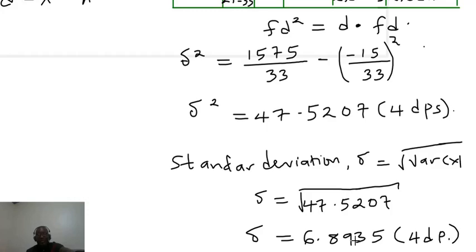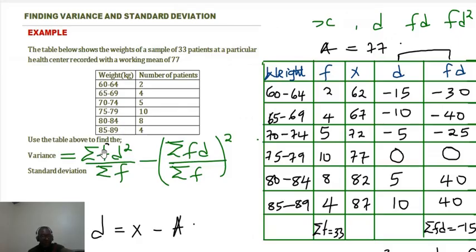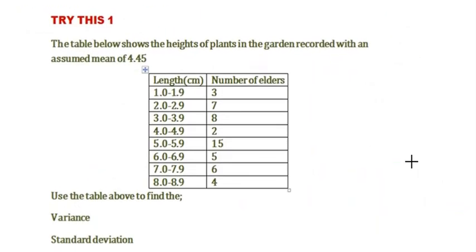So my dear viewer, we've come to the end of solving this question, and at this moment I would like to leave you with one question that you're also going to try out. It is of the same nature. The table below shows the heights of plants in the garden recorded with an assumed mean of 4.45. So that is our assumed mean. The table is there. Use the table above to find the variance and standard deviation. Now you can pause the video and have this question written down.